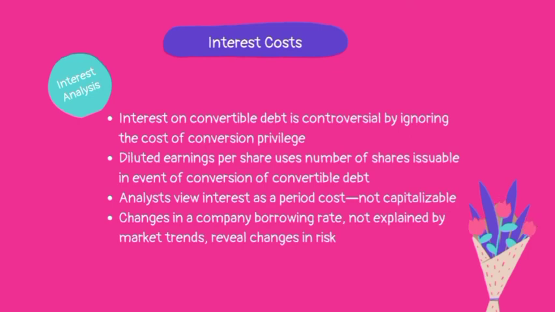Next is analyzing interest. Interest on convertible debt is controversial by ignoring the cost of conversion privilege. Diluted earnings per share use number of shares issuable in event of conversion of convertible debt. Analysis views interest as a period cost and non-capitalizable. Change in a company's borrowing rate not explained by market trends reveals change in risk.